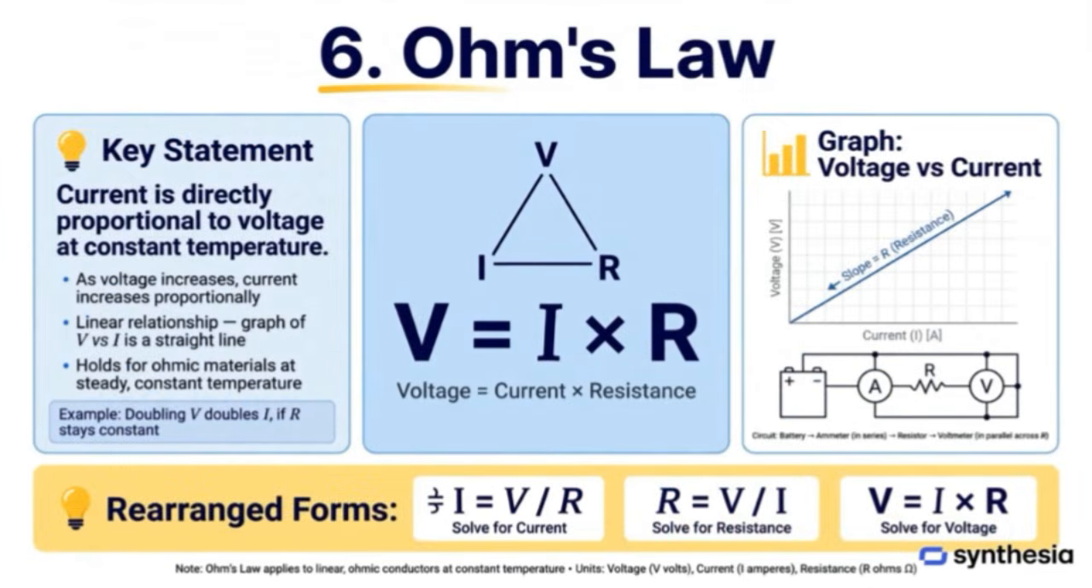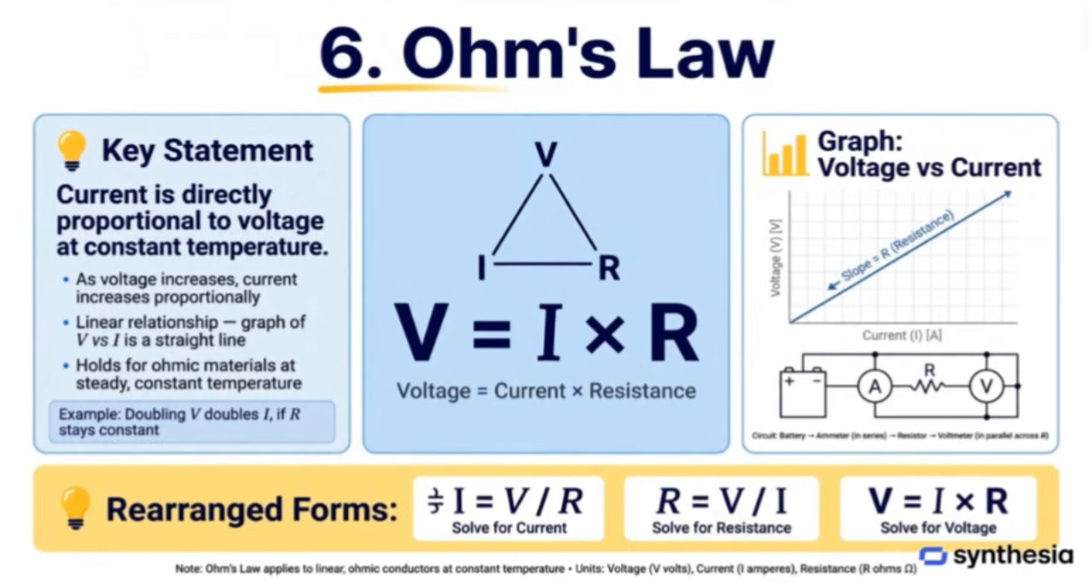Ohm's law. It is the most important law. It states that the current flowing through a conductor is directly proportional to the voltage across it at constant temperature. As per Ohm's law, the formula of voltage is V equals I into R. If we plot a graph between voltage and current, we get a straight line passing through the origin and its slope equals R. If temperature increases, resistance increases and the graph bends.